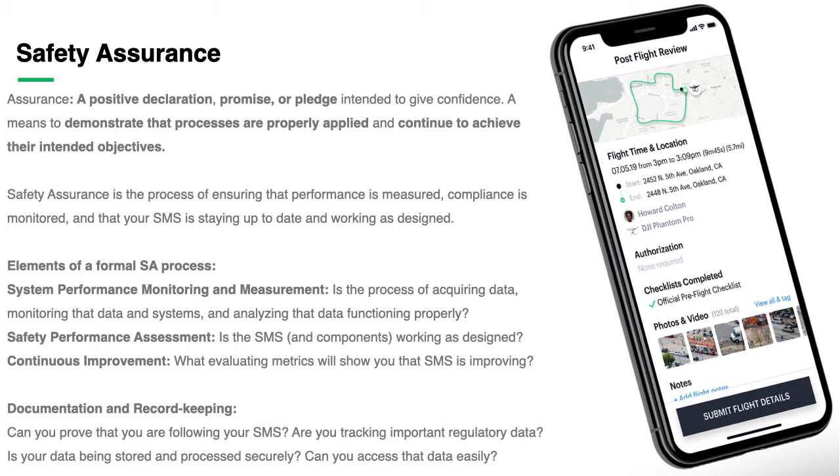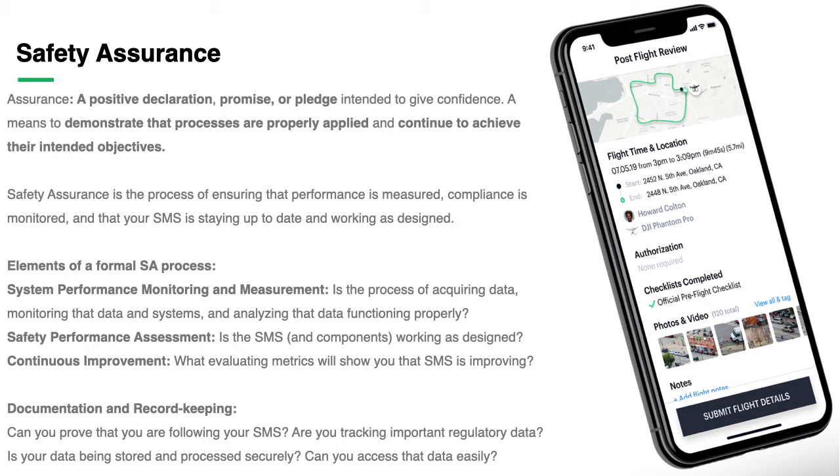And because also it's more difficult to assess and give assurance that what you're doing is working properly if you're not able to quantify this data. So, what metrics will show that your SMS is improving safety or not improving safety?